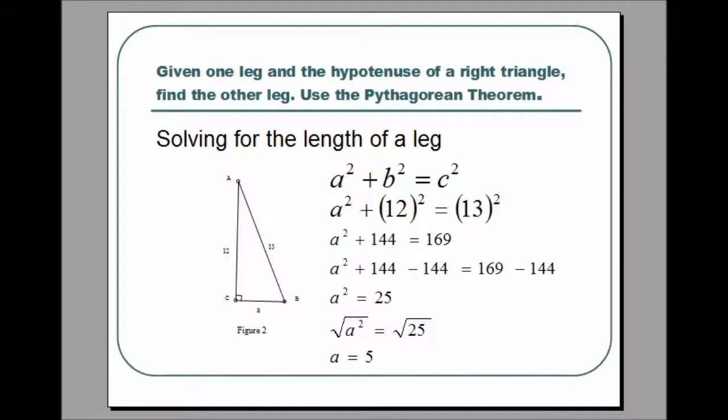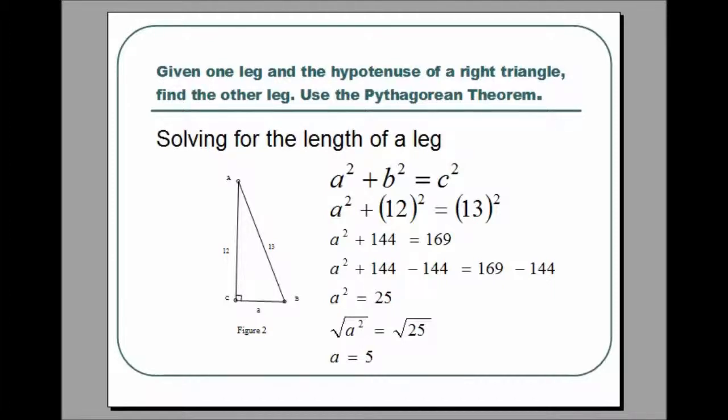Here's another example. In the previous problems we've done, we've been given 2 legs and we were asked to find the hypotenuse. This is a little different because we are given 1 leg and the hypotenuse, and we're asked to find the other leg. Again, we use the Pythagorean theorem, a squared plus b squared equals c squared. We're told that one of the legs is 12, and that's from the diagram. We replace b with 12 and we square it. We're told from the diagram that the hypotenuse is 13. We replace c with 13 and we square it.